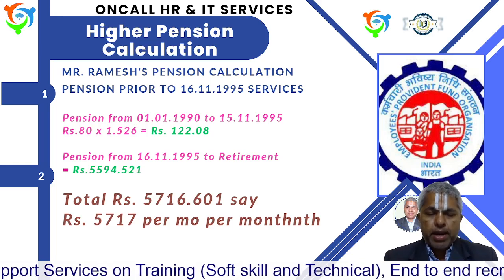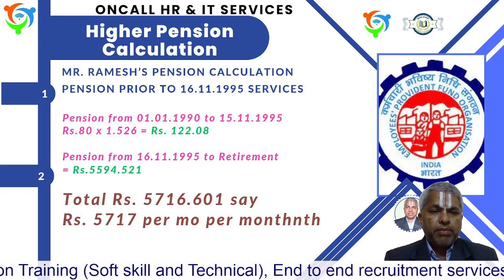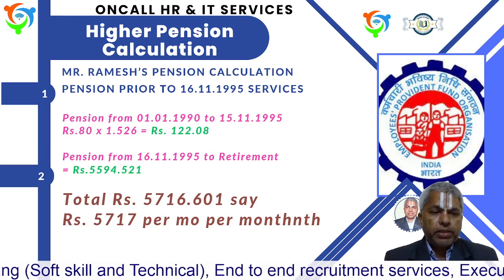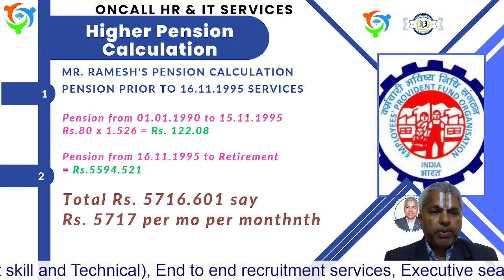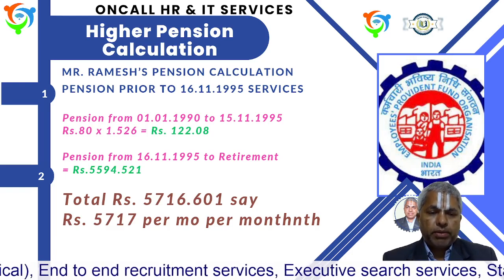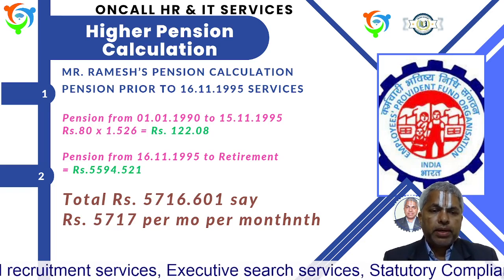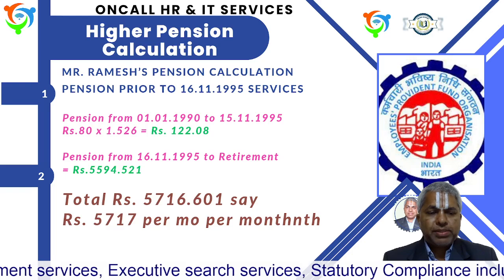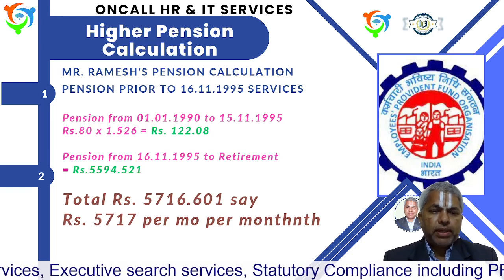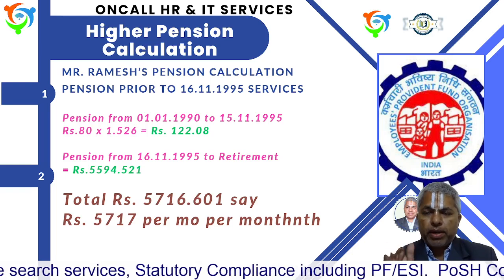We have to add both the pensions. Higher pension, how much has it come from 16/11/1995 to retirement? 5,594.52 plus this 122.08. If we add, total pension he will get 5,716.601. Say 5,717. This is the higher pension you will get.